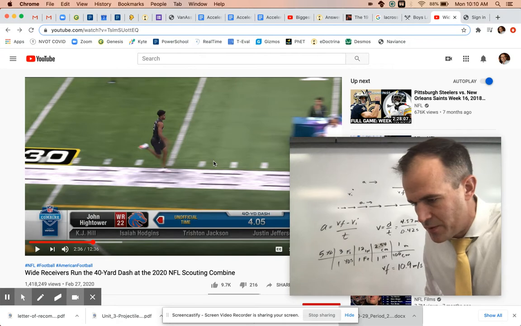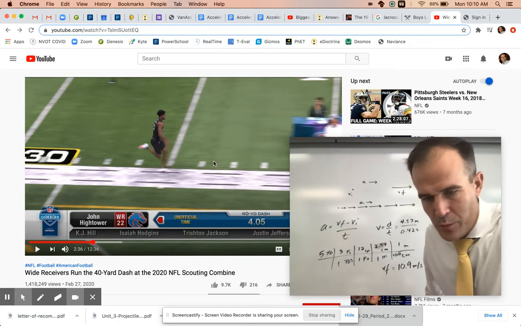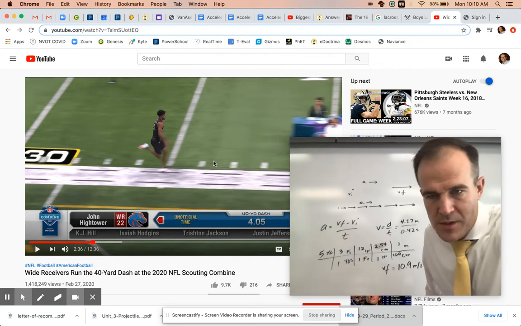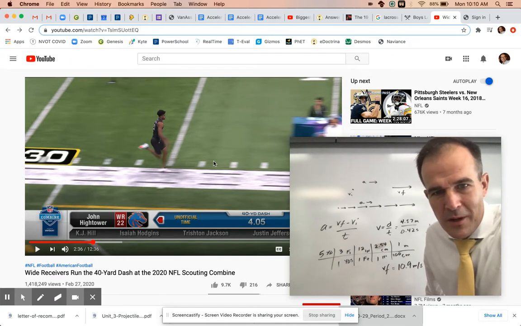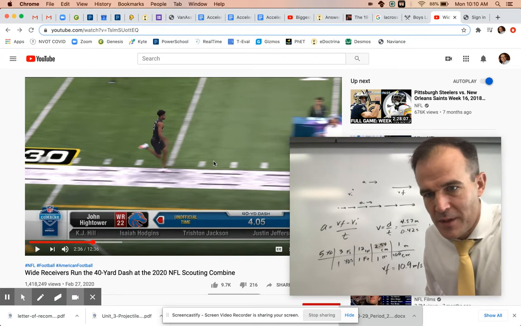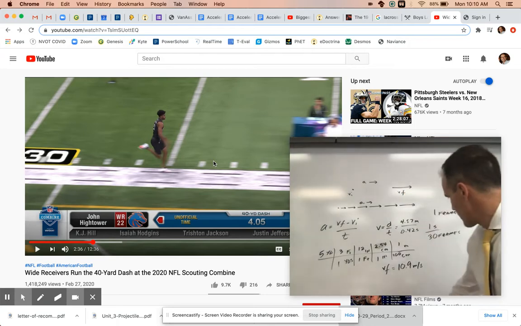I didn't know how good that was, how close that was to reality, so I did look up Usain Bolt, and his top speed is somewhere around 12.4 meters per second. So it seemed pretty good. He is the fastest human that we've ever recorded. So it makes sense that he's a little bit more than these NFL athletes. So it seems pretty good.